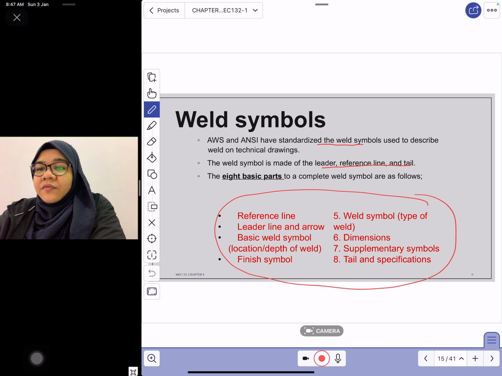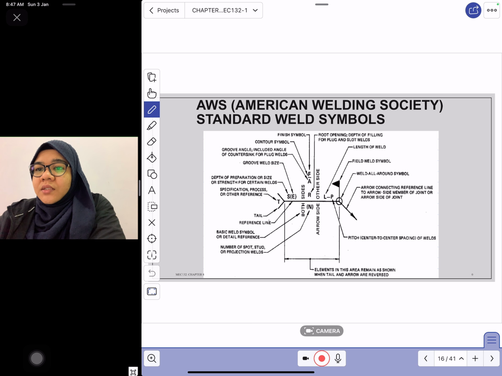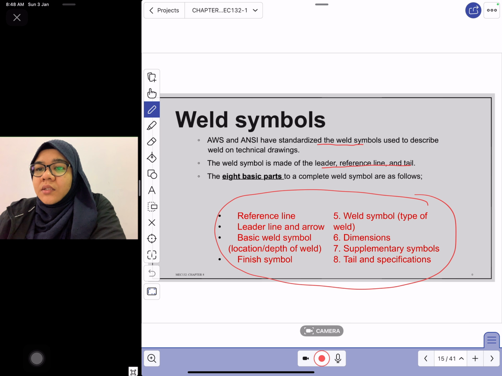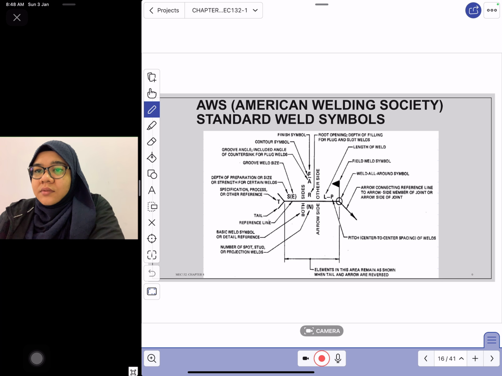Okay, kita kena ada reference line, leader, ni standard. And then kita ada basic weld symbol. Sama ada kita nak guna groove ataupun fillet. Finish symbol, kita nak finishing dia macam mana, ataupun dia letak dekat description last sekali lah, kat tepi sini. Okay. And then apa lagi? Weld symbol, type of weld. Weld symbol dekat di sini lah.